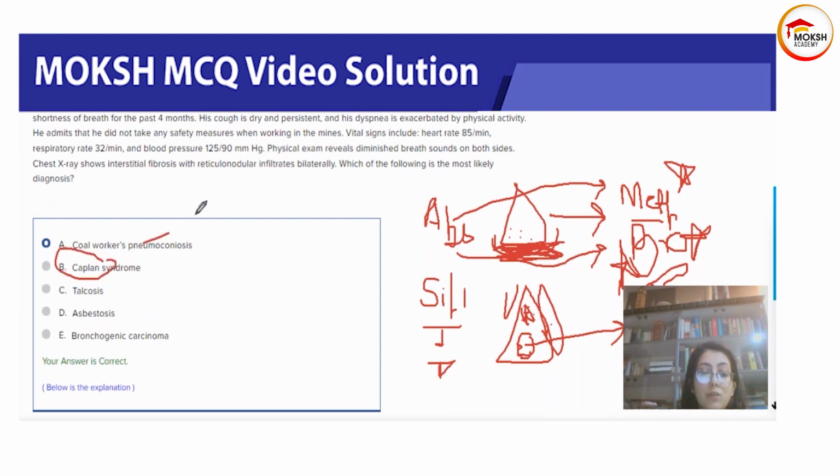Now, what is Kaplan syndrome? If there is coal workers pneumoconiosis plus rheumatoid arthritis, this together is called Kaplan syndrome. But in our case, this patient did not complain of anything related to joints, so that is not Kaplan syndrome. If the question had said he was having symmetric knee pain, worse in the morning, or any feature pointing towards rheumatoid arthritis, we would have marked Kaplan syndrome.